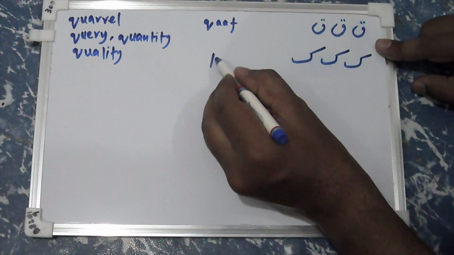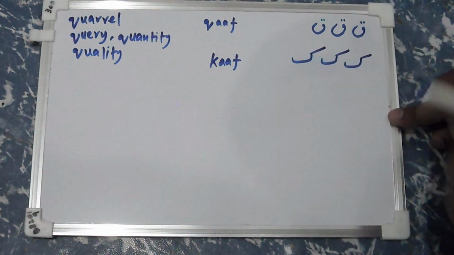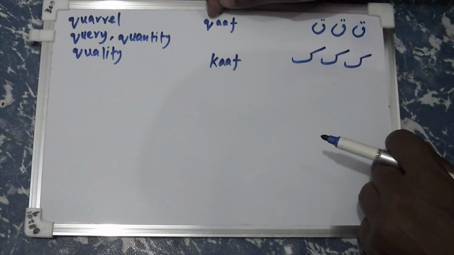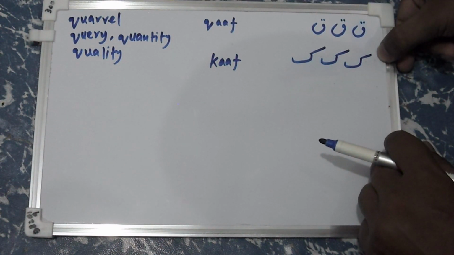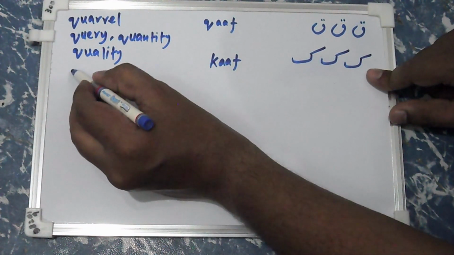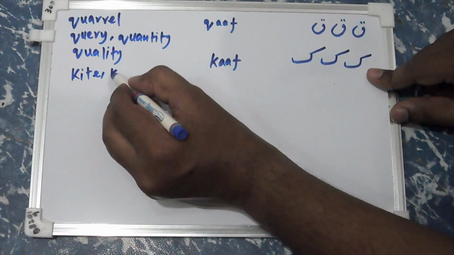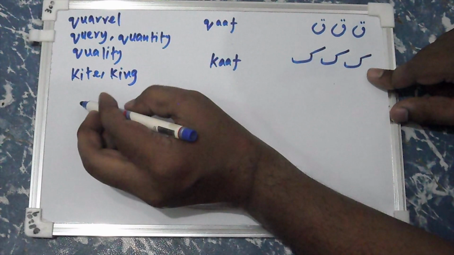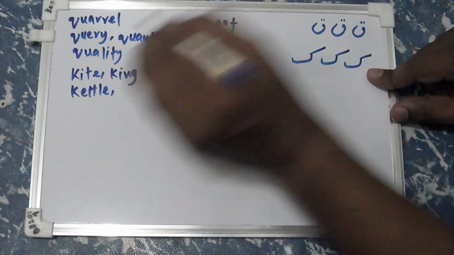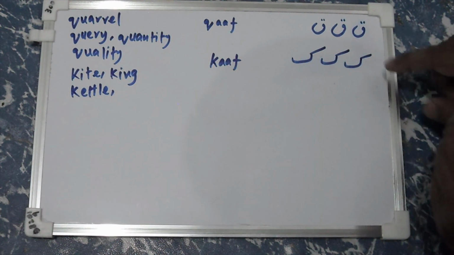Okay, and in English language it's pronounced as calf. This calf is a little from the throat. It is pronounced from the throat, but this calf is not pronounced from the throat. And the words which contain the sound of this calf are kite, king, cattle. So these are a few words which contain the sound of calf.